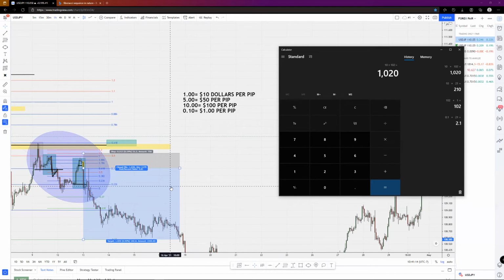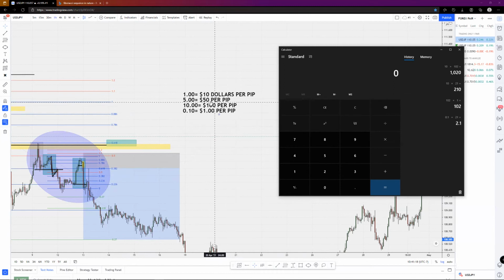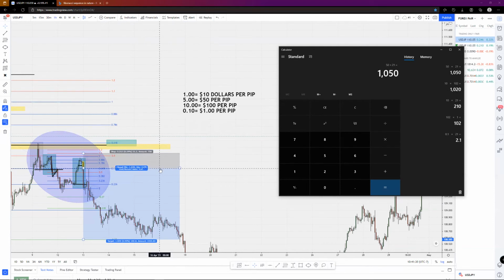Something my mentors have continuously been doing throughout the past 2-3 years. $50 per pip times 21. You're risking $1,050. They're risking that to make what? You're basically risking 50 times 2, so you're risking 1,000 to make 5,000. 5,100.